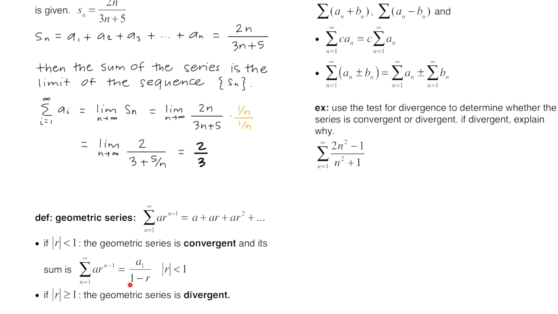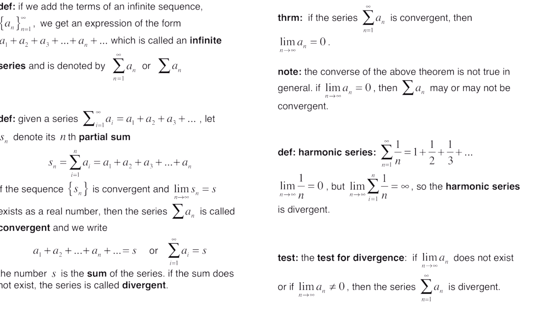And again, this sum occurs when the absolute value of r is less than 1. If the absolute value of r is greater or equal to 1, then the geometric series is divergent. This theorem says if the series, and we have our sigma notation of a sub n, is convergent, then we can conclude that the limit as n goes to infinity of the terms a sub n equals 0.